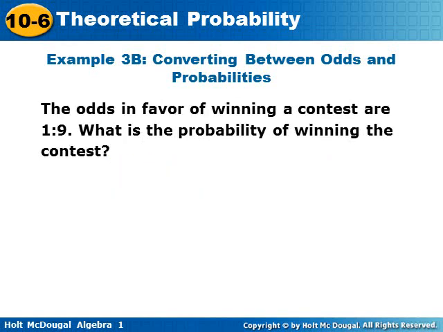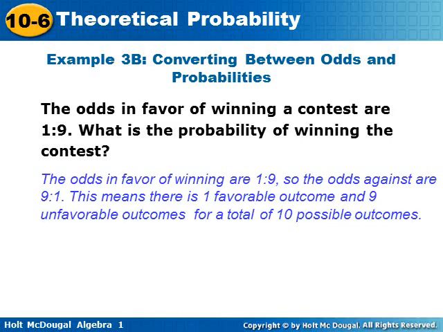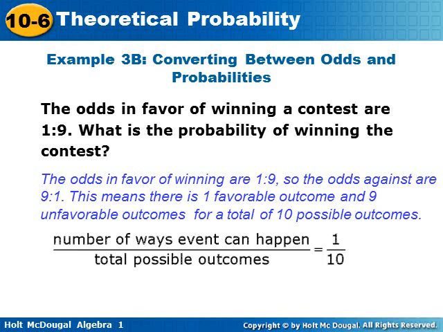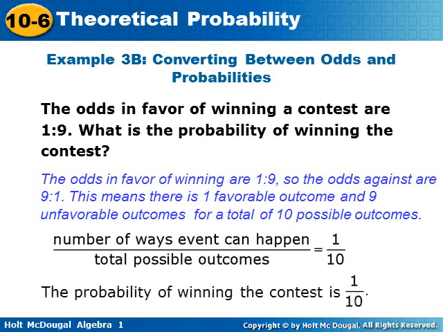The odds in favor of winning a contest are 1 to 9. What is the probability of winning the contest? The odds in favor of winning are 1 to 9, so the odds against are 9 to 1. This means there is 1 favorable outcome and 9 unfavorable outcomes for a total of 10 possible outcomes. So the number of ways the event can happen to the total possible outcomes for probability is 1 to 10. The probability of winning the contest is 1 out of 10.